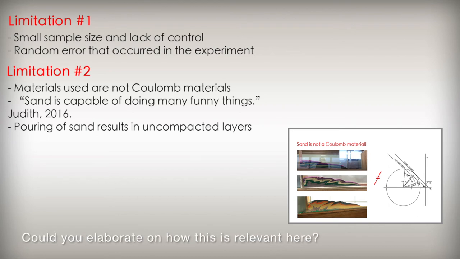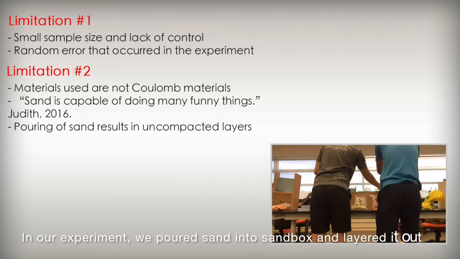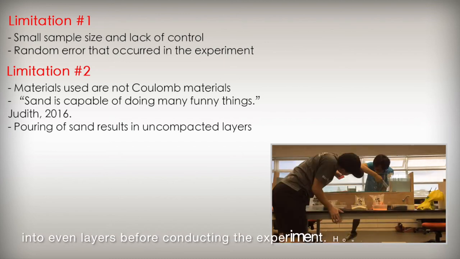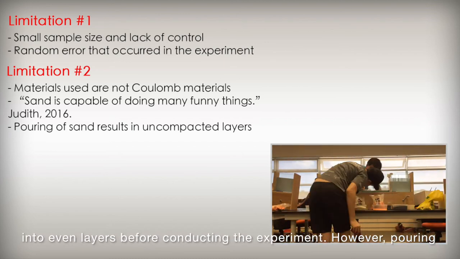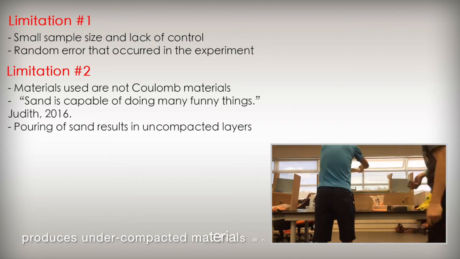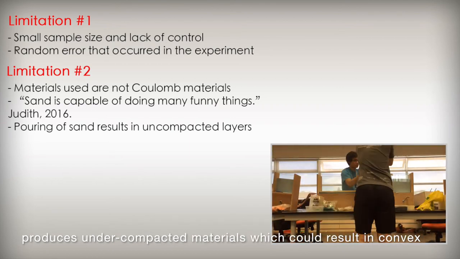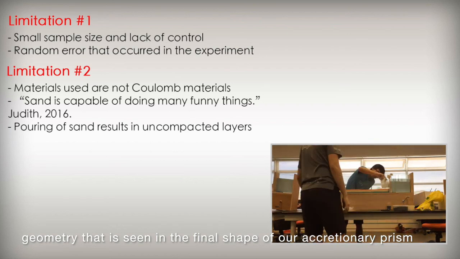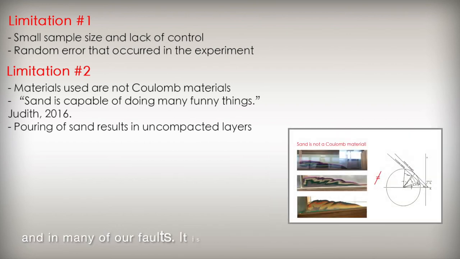Could you elaborate further on how this is relevant to our experiment? In our experiment, we poured our sand into the sandbox and layered it out into even layers before conducting the experiment. However, pouring produces undercompacted materials, which could result in the convex geometry that is seen in the shape of our final accretionary prism and in many of our faults.